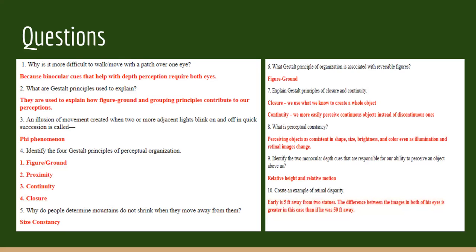Someone is 5 feet away from two statues. The difference between the images in both of his eyes is greater in this case than if he was 50 feet away. So the closer you are, the more difference there is in both your eyes.